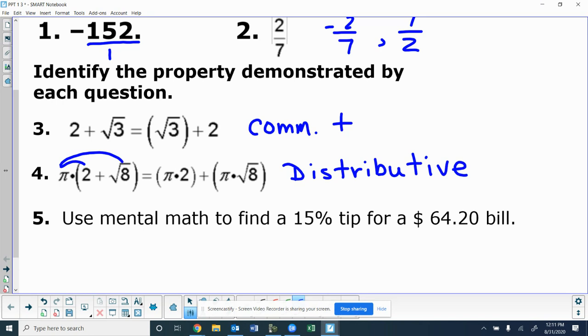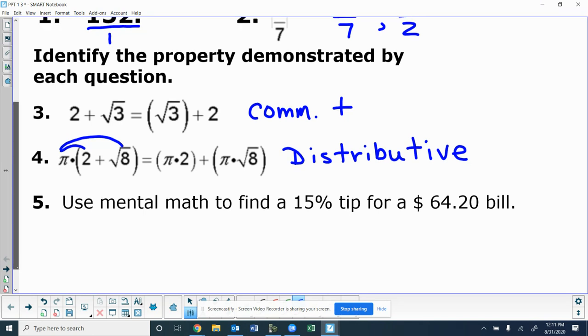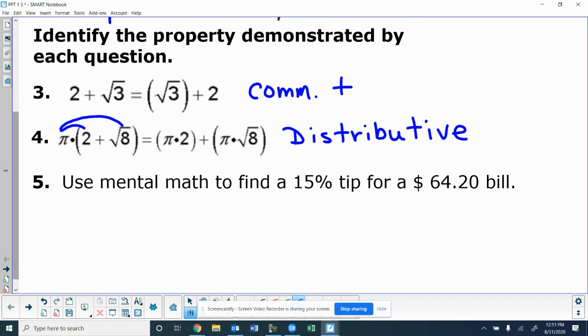Okay, mental math, just thinking through this, since we're trying to find 15%, what should we do first or think about first? 10%, right? That's real easy, and that's all that is moving the decimal point over 1. So that'd be $6.42. So how do I get from 10% to 15%? So I know what 10% is. It's $6.42. How would I get 5%?